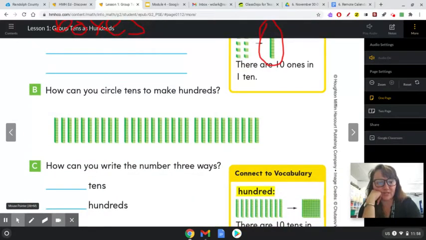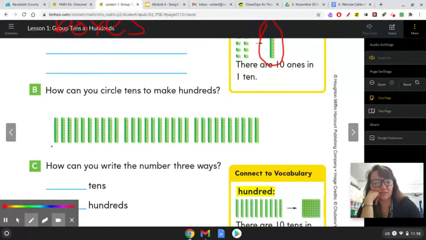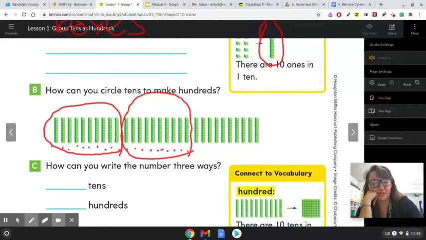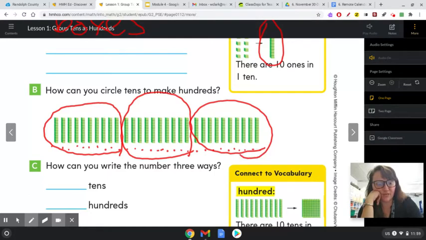B, how can you circle 10s to make hundreds? What do we usually count by? Let's count by 10s. Ready? So 10, 20, 30, 40, 50, 60, 70, 80, 90, 100. We're going to circle it. Okay. Let's count again. 10, 20, 30, 40, 50, 60, 70, 80, 90, 100. Okay. Let's see if this one's 100 also. 10, 20, 30, 40, 50, 60, 70, 80, 90, 100. Perfect.